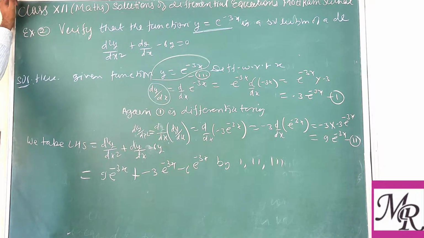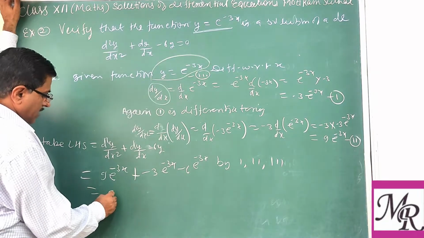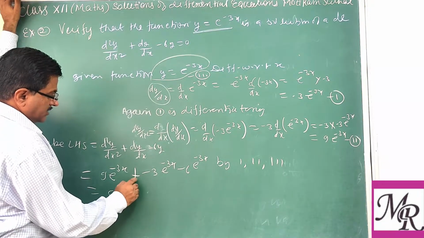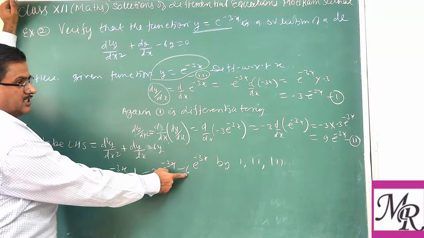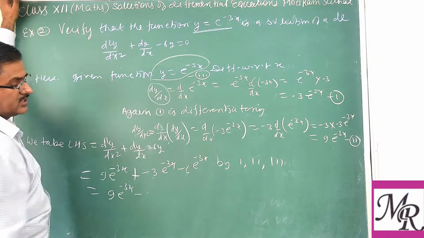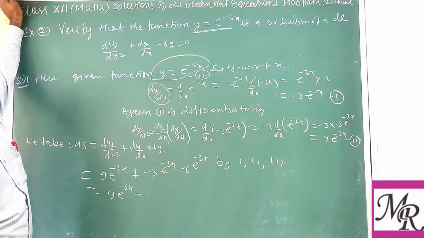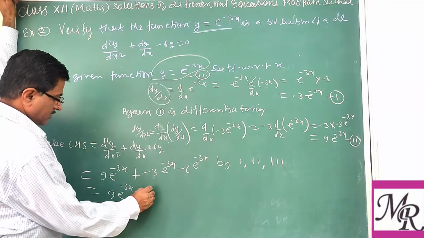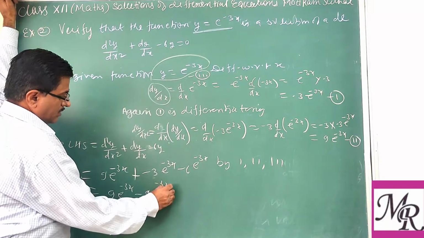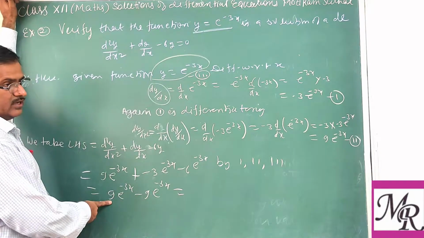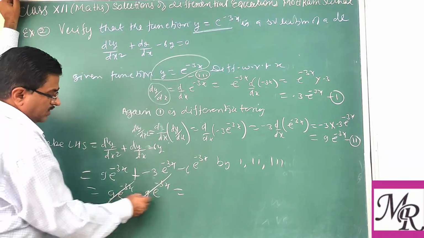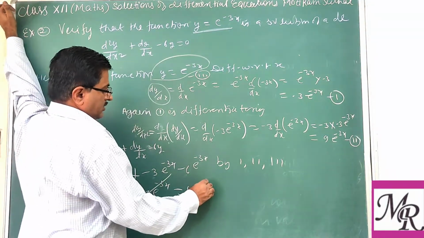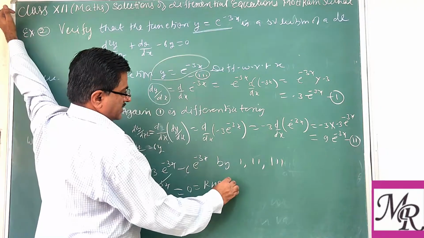Now you can check: 9e^(-3x), this is plus, minus minus, minus 3e^(-3x), and minus 6e^(-3x), that is minus 9. So 9e^(-3x) minus 9e^(-3x), both will cancel. So it is equal to the right hand side.